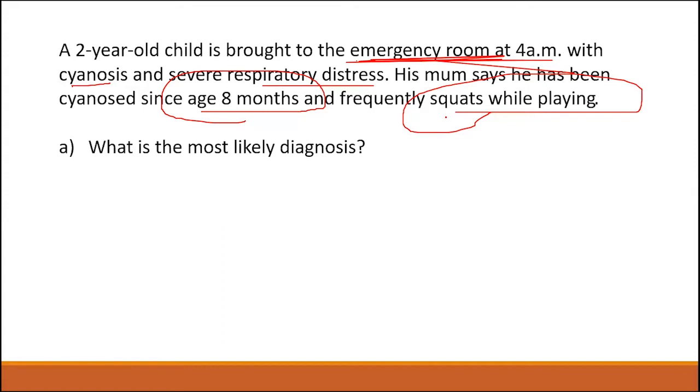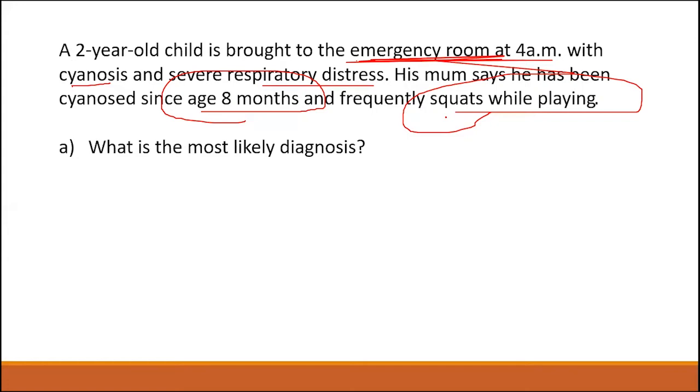And of course, over here, you are thinking of what? Tetralogy. Is it a tetralogy? Yeah, tetralogy of Fallot. Yes. So that is what you are thinking about. Tetra meaning 4 defects are present. So there's an assignment for you guys. Go and look for the defects that are found in tetralogy of Fallot.